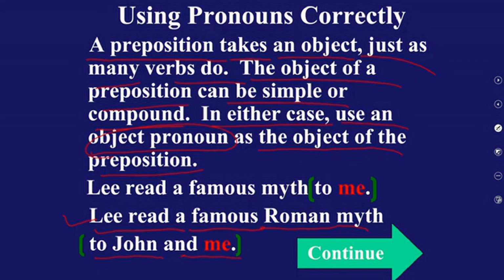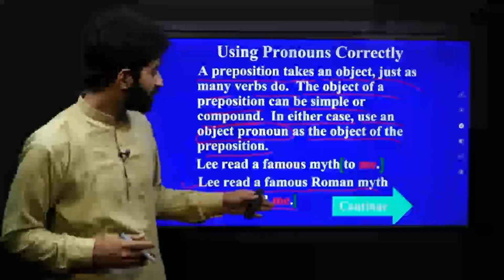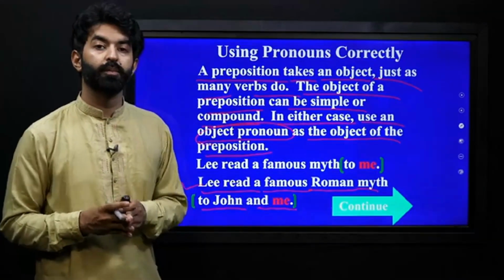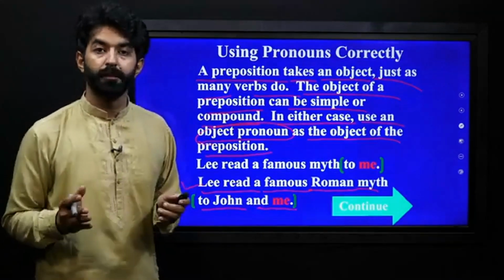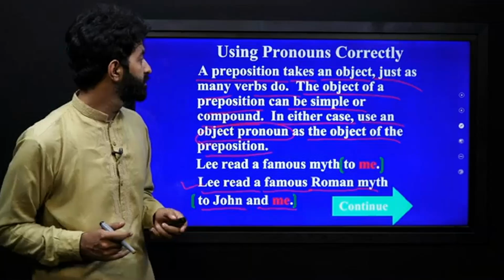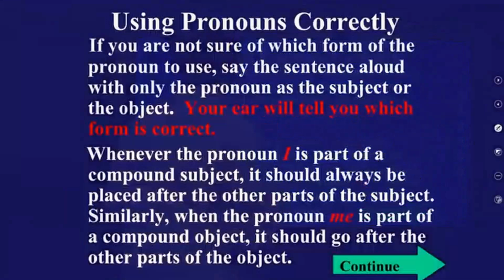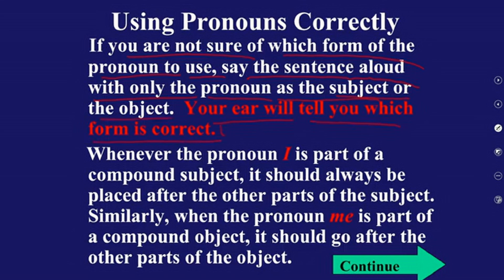So in the first one the other person is ignored, but in the second one you can clearly see that John and me, the other person and the speaker, are both mentioned to complete the whole sentence. If you are not sure which form of the pronoun to use, say the sentence aloud with only the pronoun as the subject or the object. Your ear will tell you which form is correct.